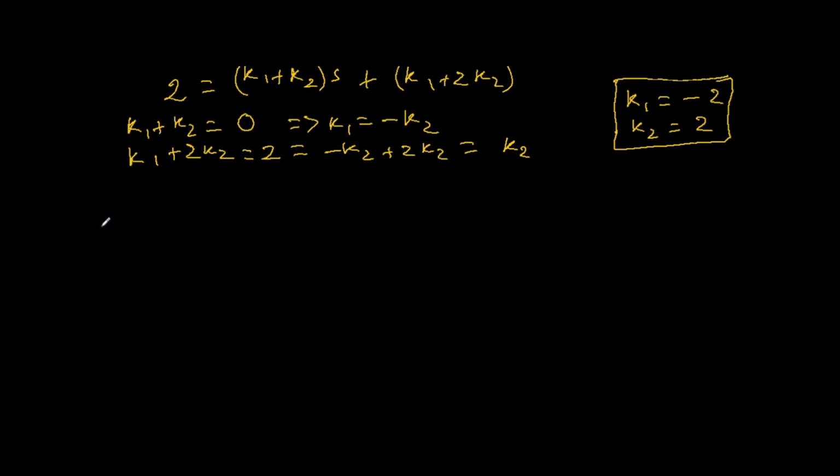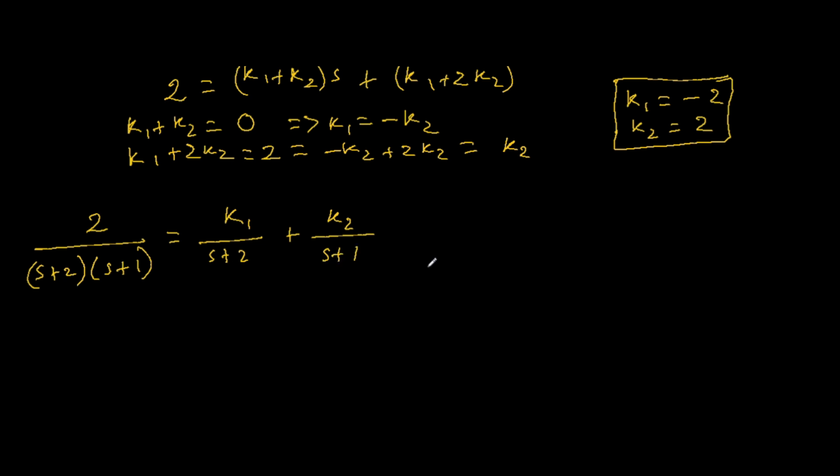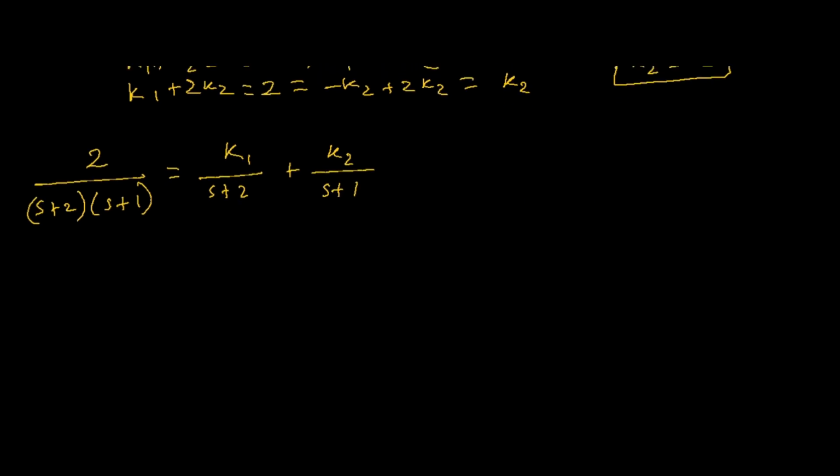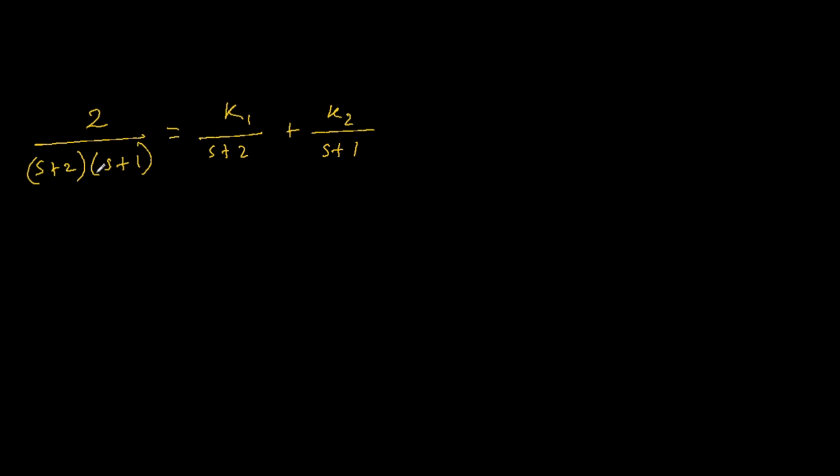So our original expression is 2 over (s+2) into (s+1). And we are trying to expand that into k1 over s plus 2 plus k2 over s plus 1. Okay, so we're trying to expand it into this. Now, to do this, the first thing we're going to do is do this one by one, and this kind of makes our life a little easier.